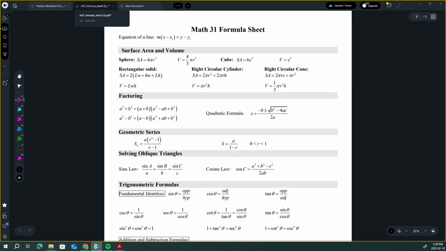Where you're going to find this on your formula sheet is right at the top right here. It's turned around a little bit, but it's still the same formula. So they just have the slope times x minus x1 on the left-hand side instead of the right-hand side here.